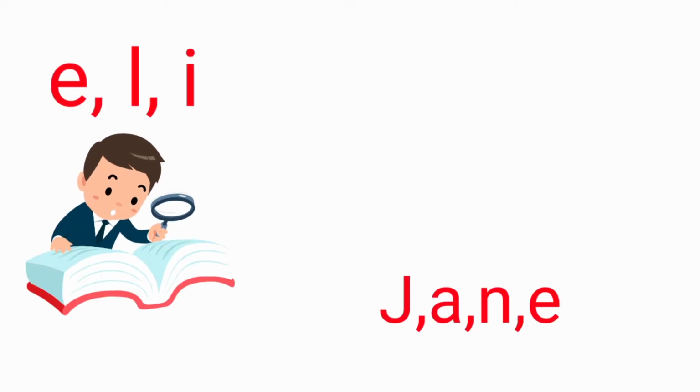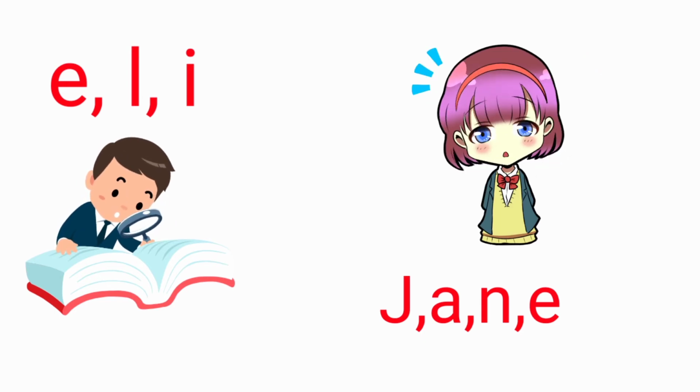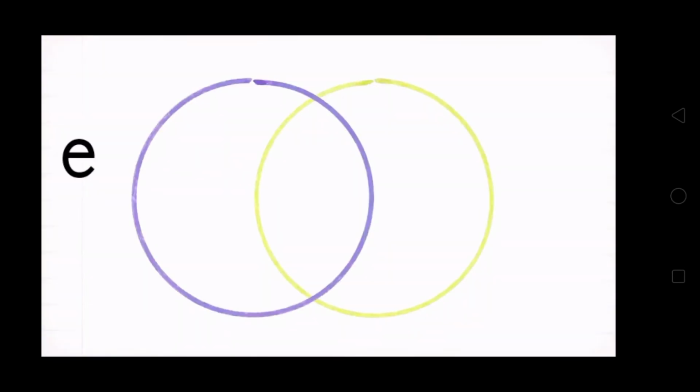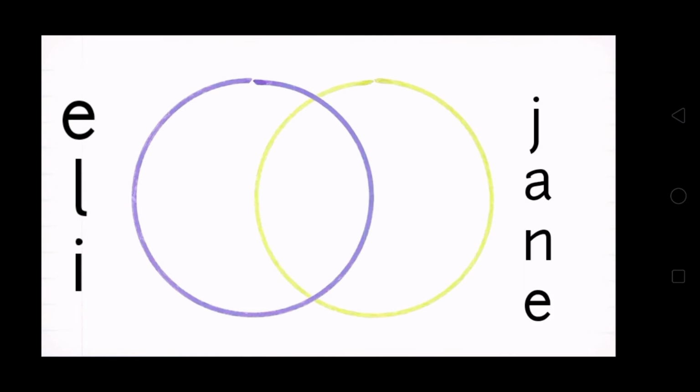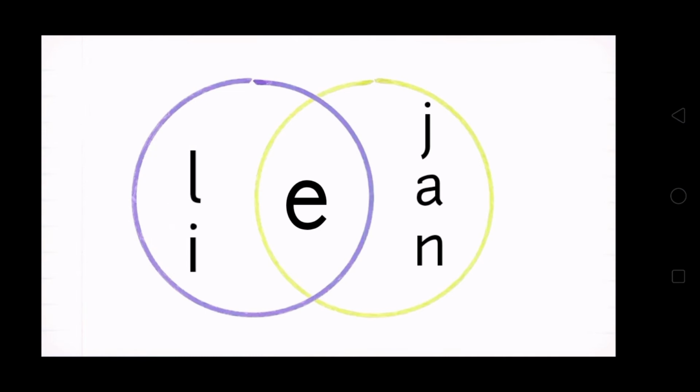Another example are the letters of the name of Ellie and the letters of the name of Jane. To illustrate using the Venn diagram, the letters of the name Ellie, E-L-L-I-E, and the letters of the name Jane, J-A-N-E. The letter that they have in common is letter E, while Ellie has unique letters L-I and Jane has unique letters J-A-N.